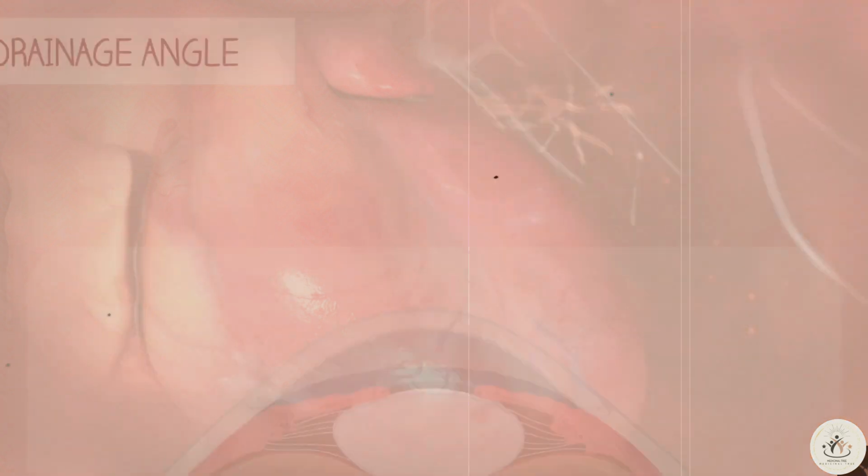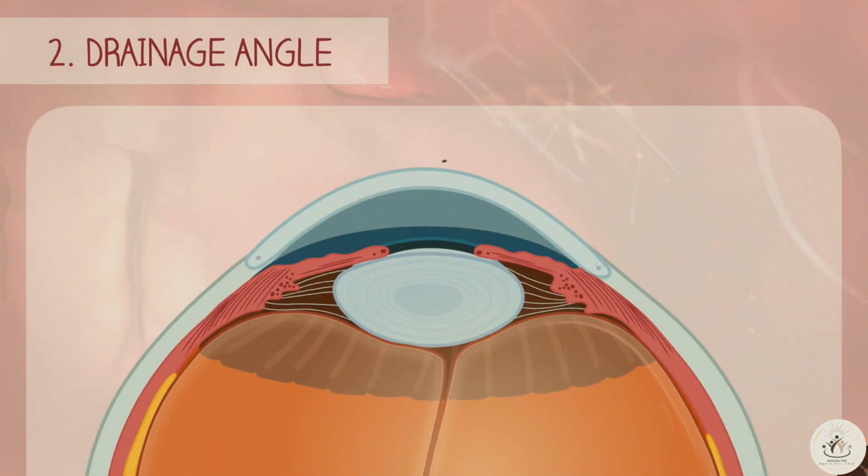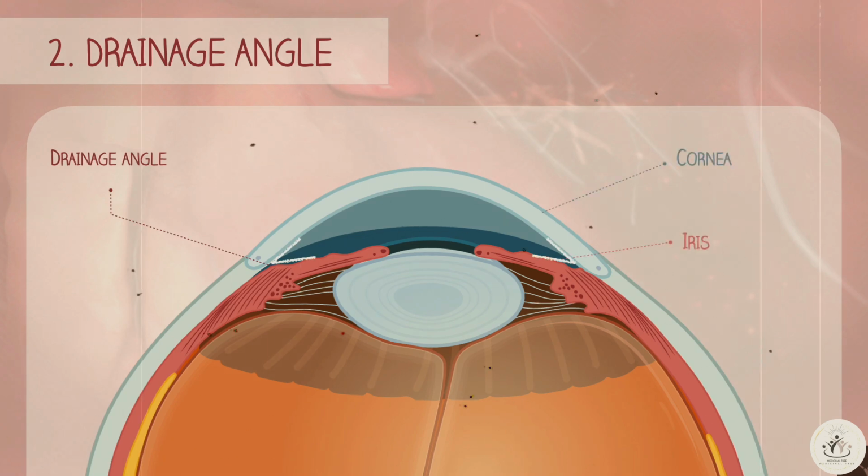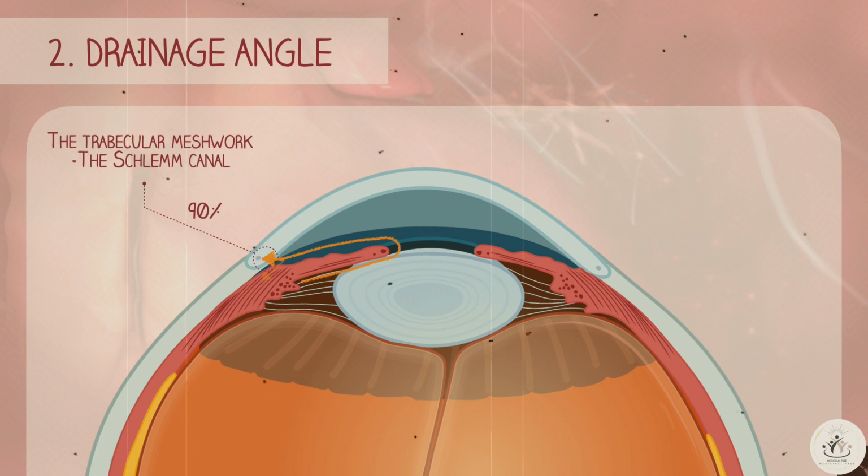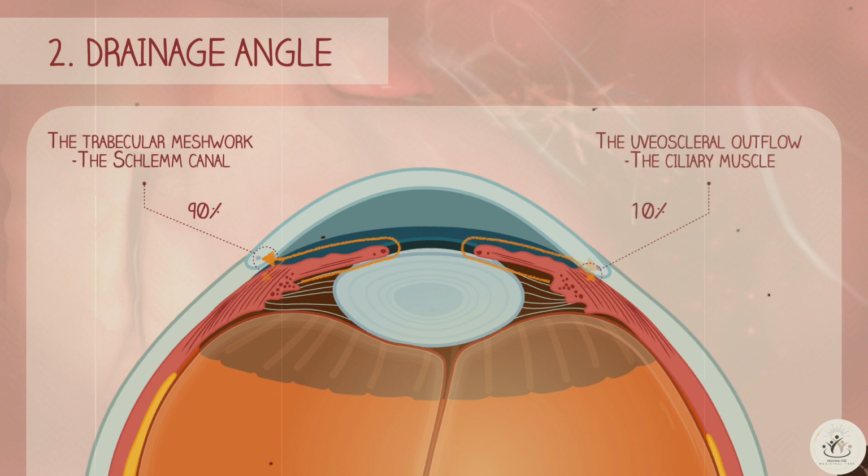If we take a closer look, we will see that the fluid drains through an area called the drainage angle, which refers to the angle formed by the junction of the iris and cornea. Over 90% of the aqueous humor exits the eye via the trabecular meshwork and the Schlemm canal, and 10% via the ciliary muscle, called the uveoscleral outflow.